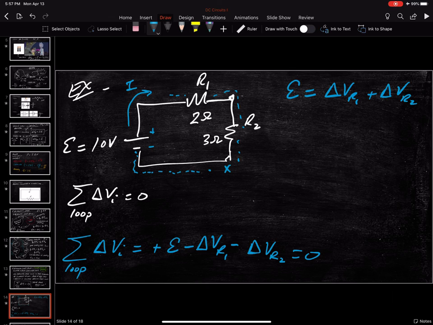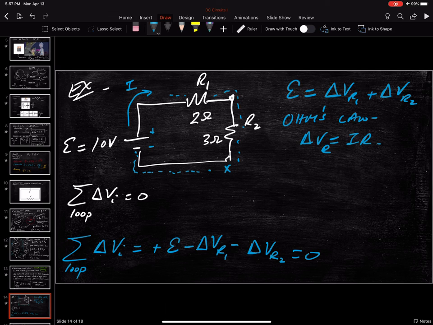Now, if I want the current, then I need to remember Ohm's law, that delta V through a resistor is I times R. And for reasons that I'm going to tell you about in a little bit, it turns out that the current is the same in a loop. If you're in a single loop, the current is always the same. Where does that come from? The other Kirchhoff law, which we'll get to.